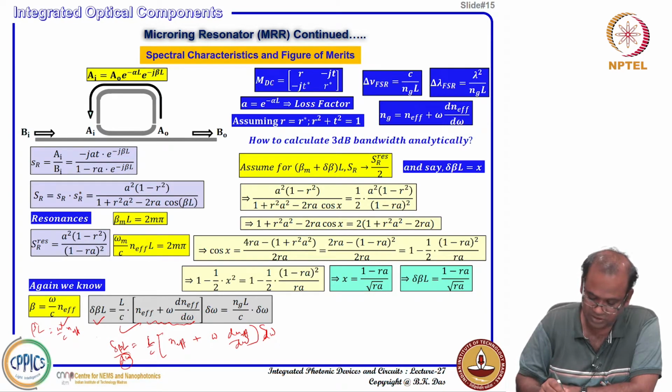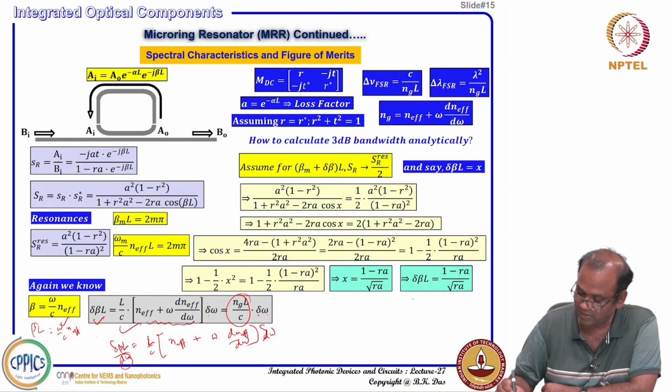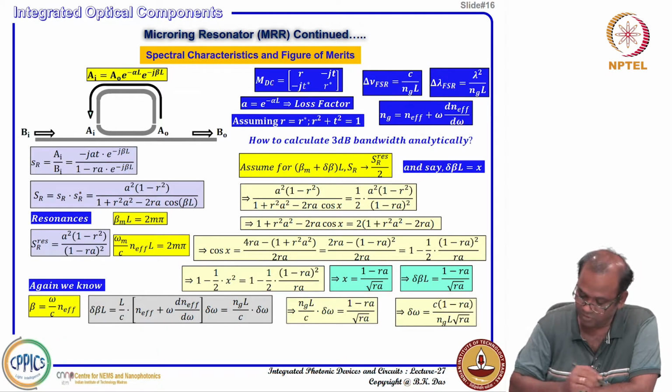So, that means Ng L divided by c times delta omega. So, I can write delta beta times L equal to Ng times L by c into delta omega. Okay. So, I can put here this delta beta L expression, and then I can find out what the delta omega is. So, from here I can find delta omega.